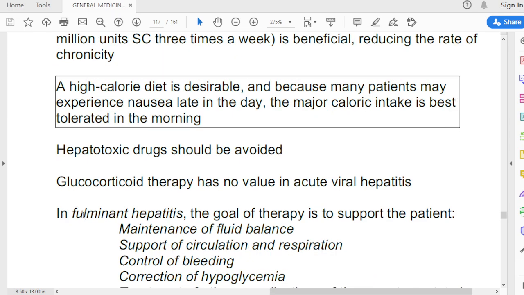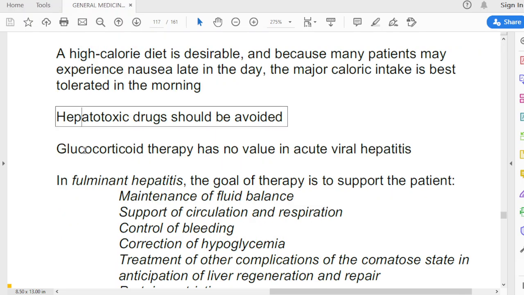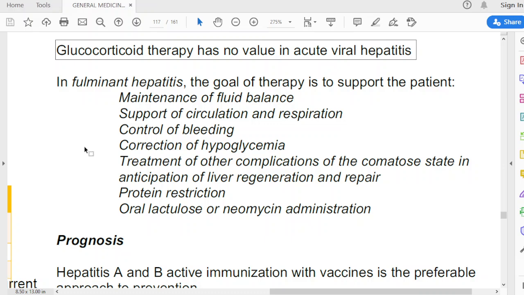A high-calorie diet is desirable, and because many patients may experience nausea late in the day, the major caloric intake is best tolerated in the morning. Hepatotoxic drugs should be avoided. Glucocorticoid therapy has no value in acute viral hepatitis.